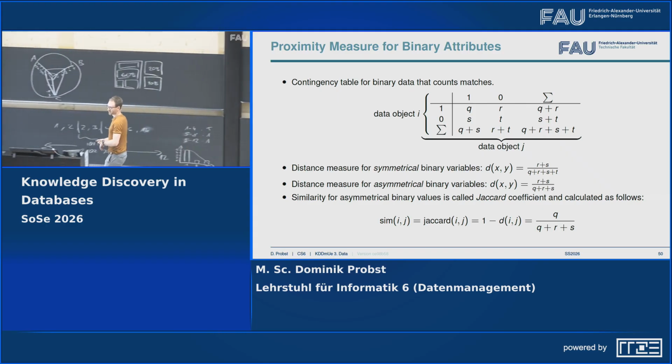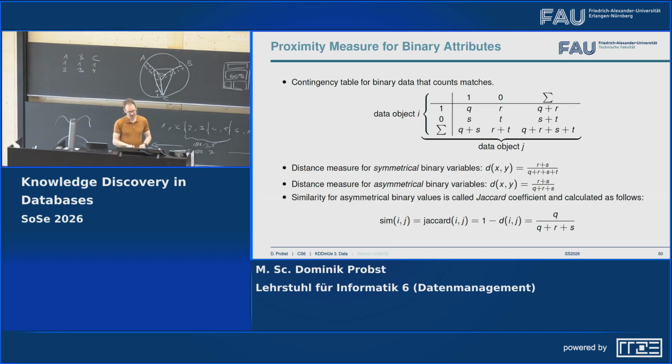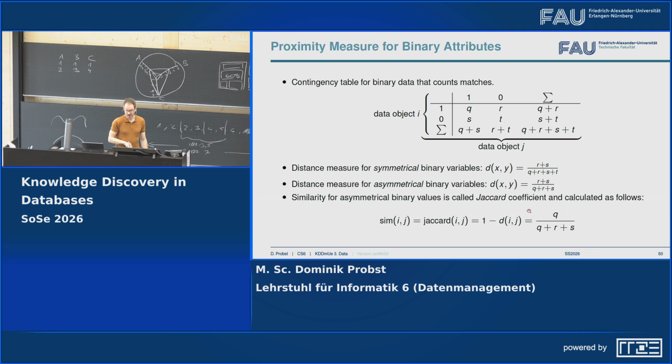And now we can compute the Jaccard index by using Q, so 1 in our case, divided through Q plus R plus S, which is, all are 1, so we end up with 1 divided through 3, and we end up with 1/3 of similarity in our case. And that's the Jaccard index.